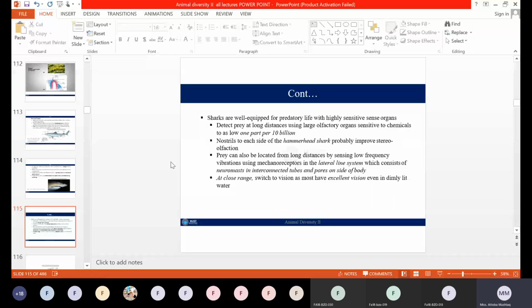So if we talk about the hammerhead shark, it has some improved olfactory organ, which is known as stereo olfaction. They can basically locate their prey from long distances by sensing low frequency vibrations using mechanoreceptors that are present in the lateral line system, which consists of neuromasts that are interconnected tubes and pores that are present on the side of the body, right?